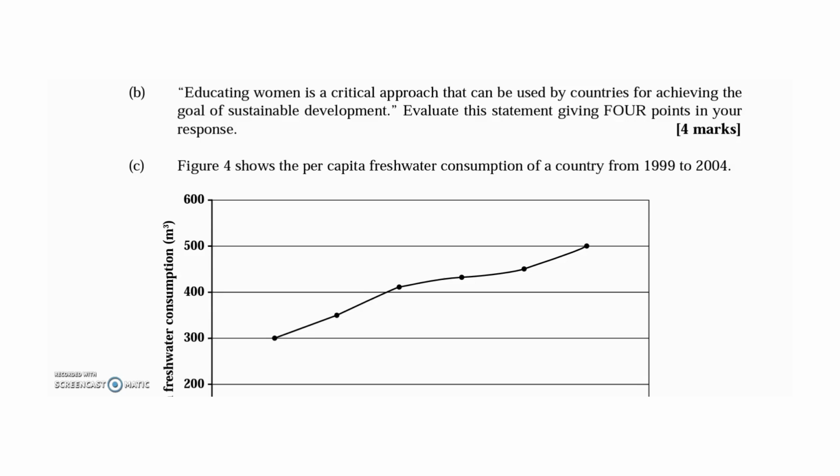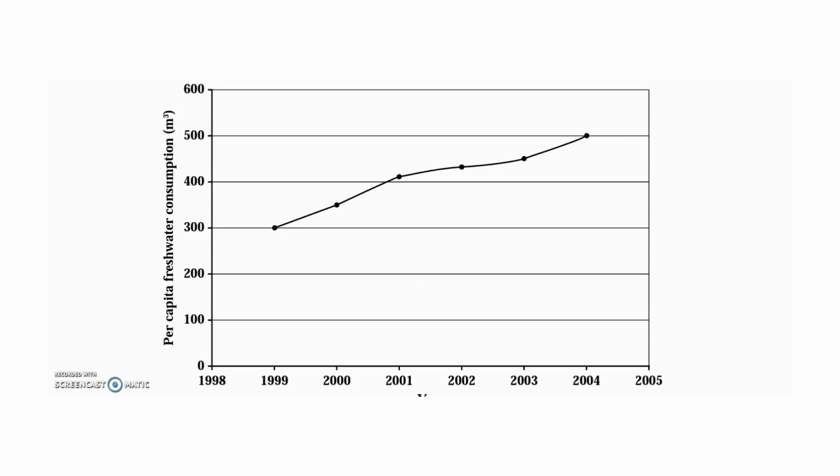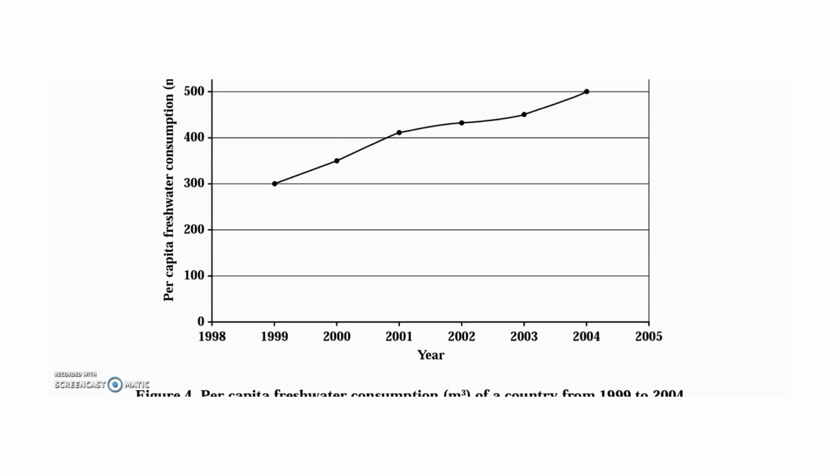Now, Part C, Figure 4 shows the per capita freshwater consumption for a country from 1999 to the year 2004. Now, I want you to take 1 or 2 minutes and look at this particular graph. We are seeing per capita freshwater consumption in cubic meters on the y-axis, and the years on the x-axis. Now you're observing an overall trend, an overall increase, in terms of per capita consumption of a particular country. Now let's go through quickly.